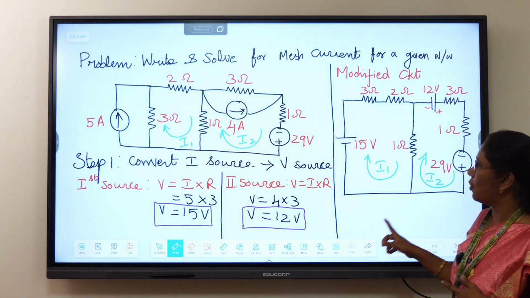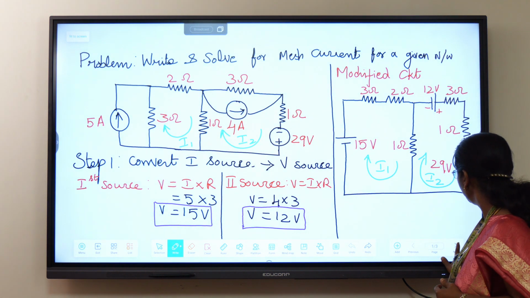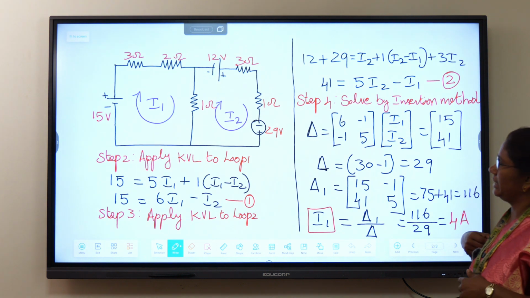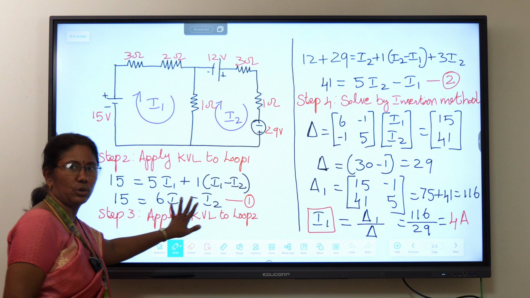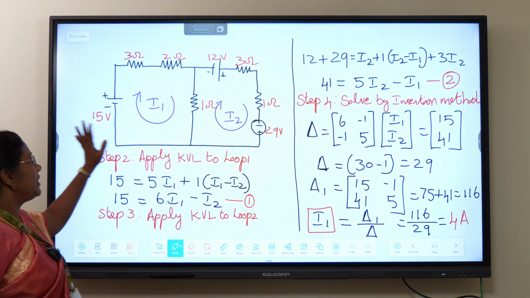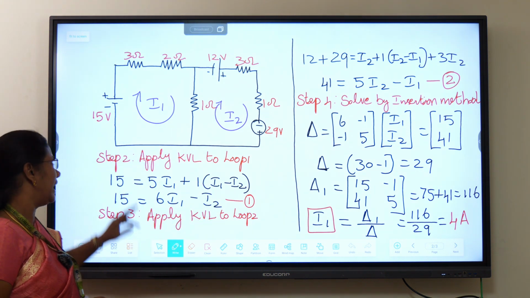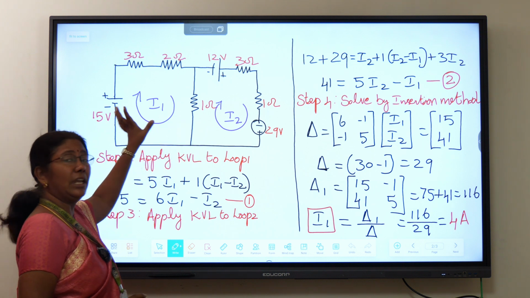Next we go for the mesh analysis. Here we have to find the I1 current and I2 current. We have to identify how many meshes there are. Here we have 2 loops. How many loops are there?